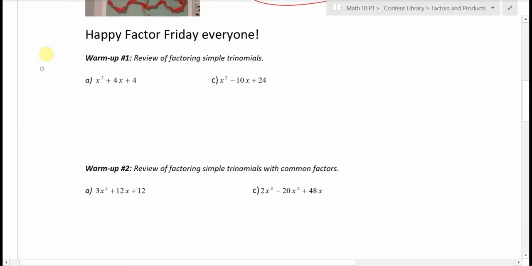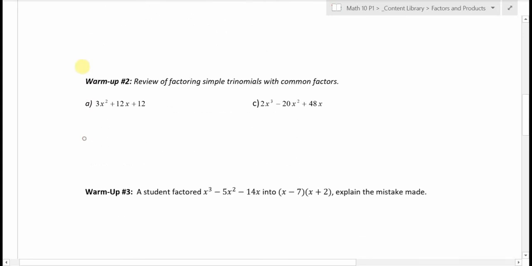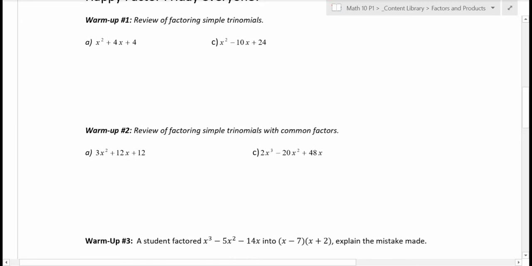Okay, so here are some warm-up questions for you to do. They are just factoring simple trinomials, so I'll let you do that. Warm-up number 1 and number 2, okay, and then you can look at number 3 and see if you can figure out what the mistake was. Okay, so pause the video and give it a try.